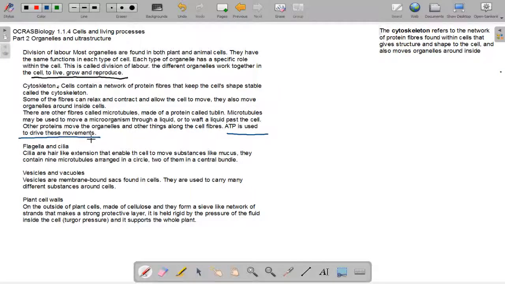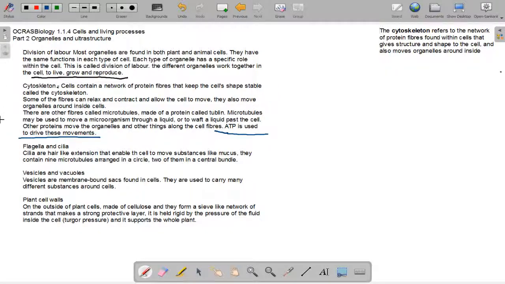Now ATP is almost like energy, the energy currency for any cell, and it just releases energy for these processes to occur. You learn about it in more detail in A2, but for now you just need to know that ATP is used, and you need to appreciate that it exists.